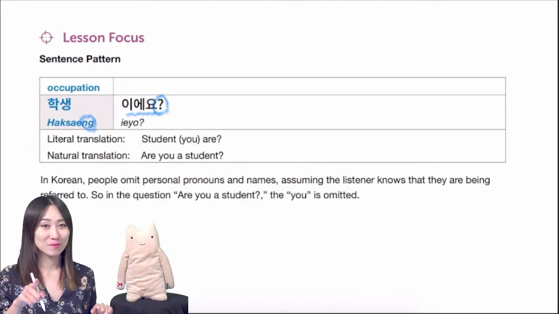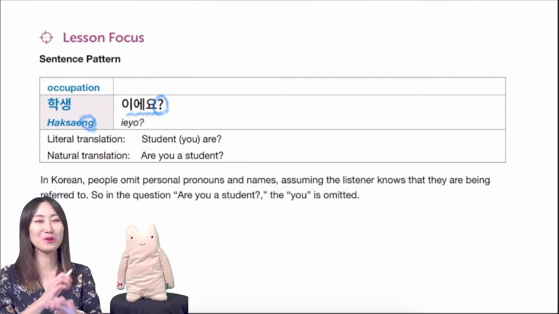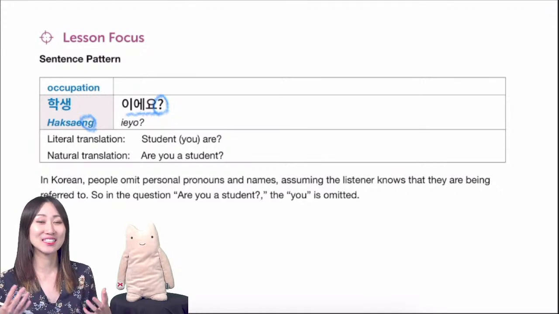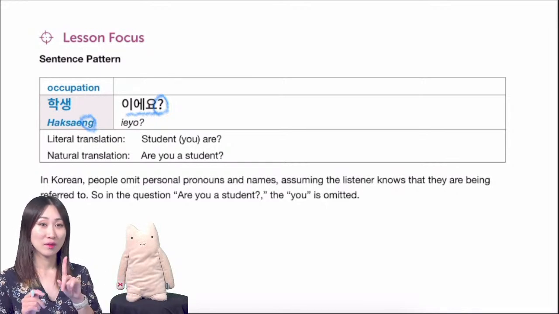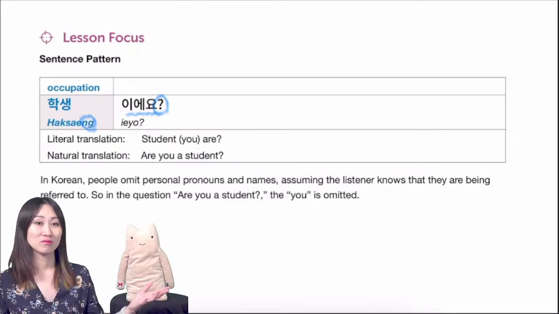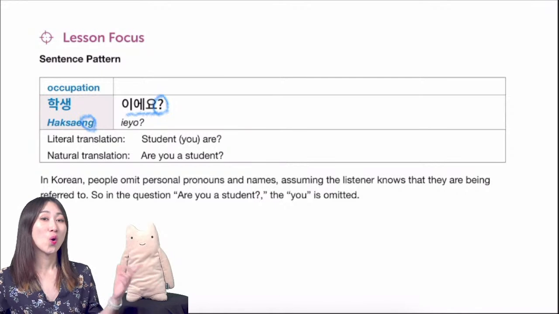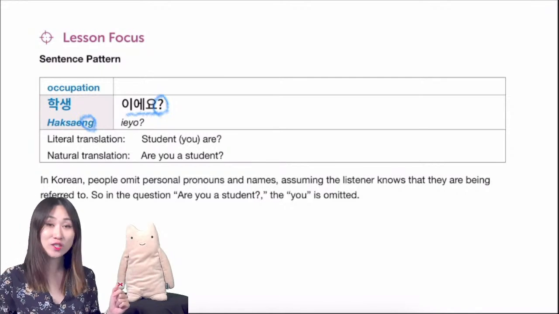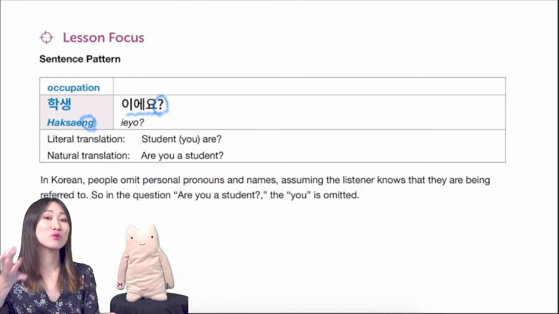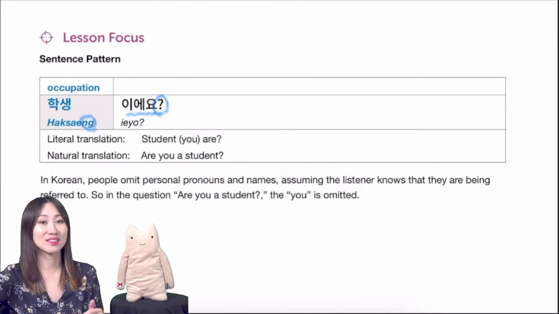And Korean questions are so easy. In English, you need to change the word order. That gives me a huge headache whenever I make a question in English. But in Korean, that's so simple. You make just a normal sentence, statement or question. They have exactly the same grammar structure. The only difference is this question mark at the end in a text. And when we speak, you just raise the intonation like this.